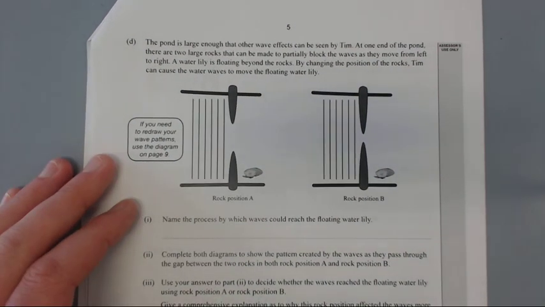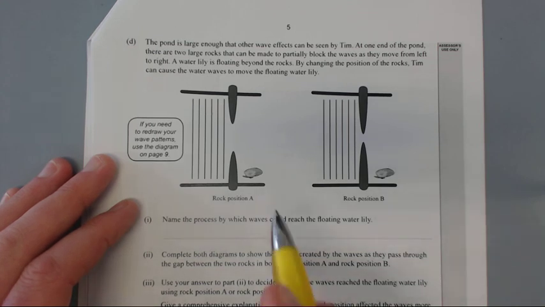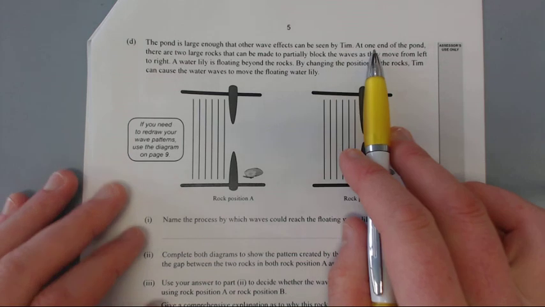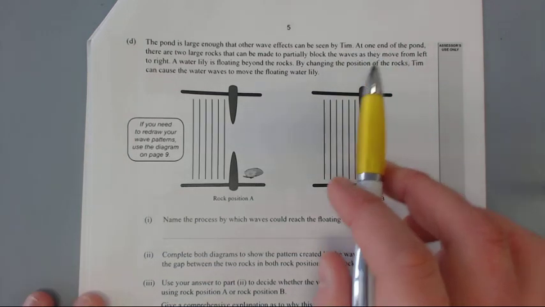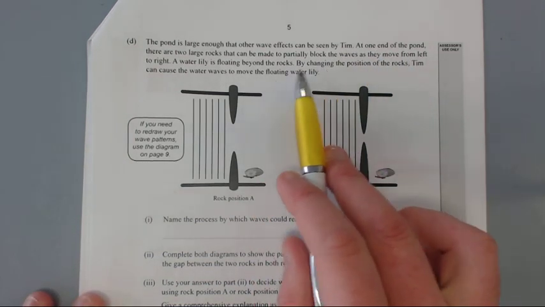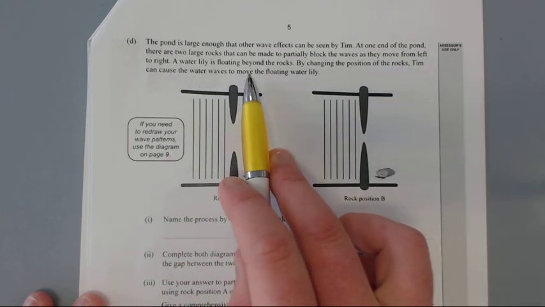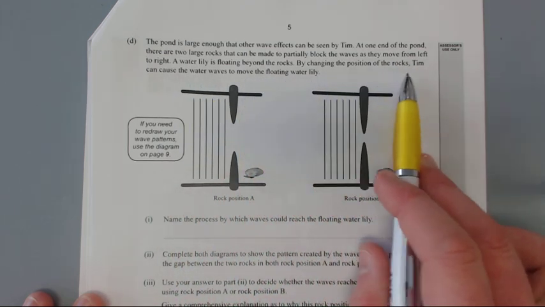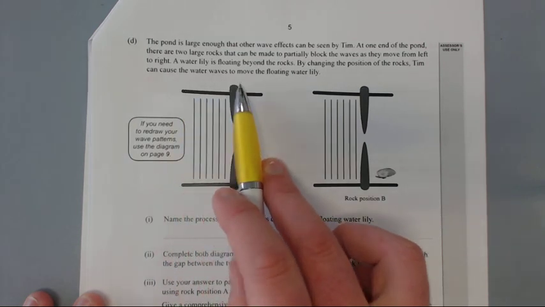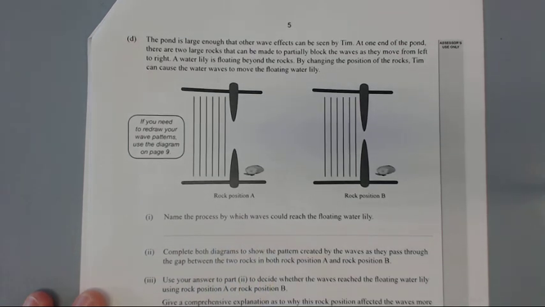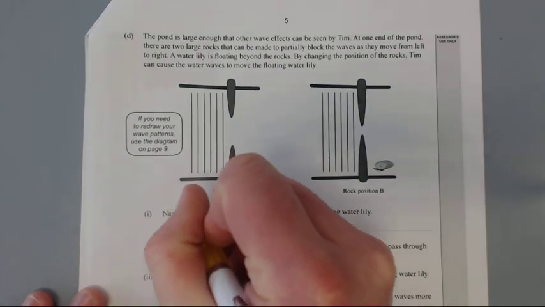The pond is large enough that other wave effects can be seen by Tim. At one end of the pond there are two large rocks that can be made to partially block the waves, and they move from left to right. A water lily is floating beyond the rocks. By changing the position of the rocks, Tim can cause the water waves to move the floating lily. Name the process by which waves could reach the floating lily. And it's called diffraction.